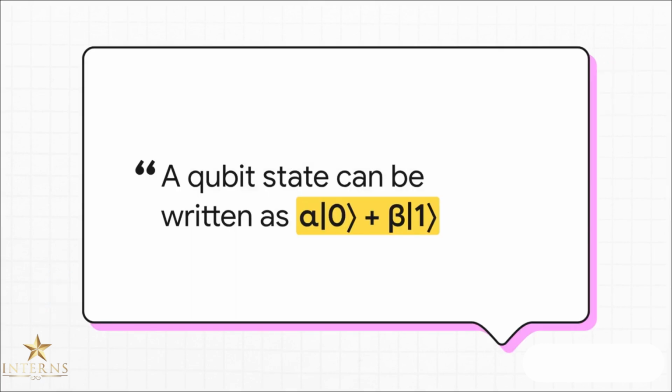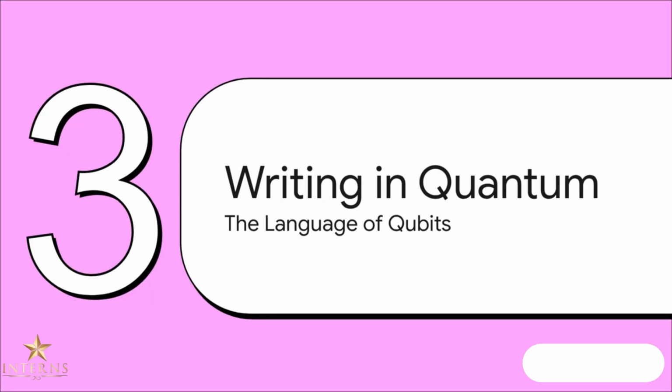And this is how scientists actually write that spinning coin state down on paper. Now, I know it might look a little intimidating, but all it's really saying is that the qubit is some amount of the 0 state plus some amount of the 1 state. Those Greek letters alpha and beta, they just tell you how much of each state is in the mix. That's it.